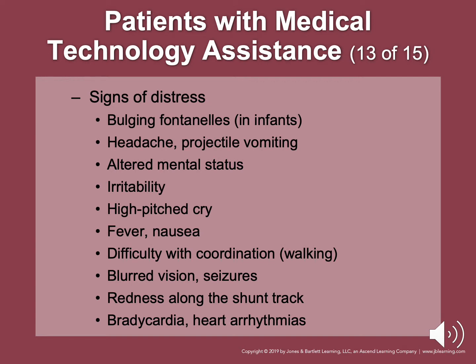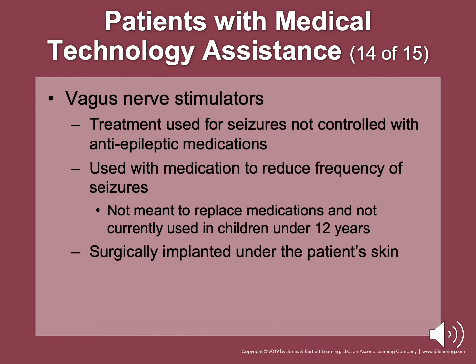All right, vagus nerve stimulators are used for seizures not controlled with anti-epileptic medications, used in conjunction with medications to reduce the frequency of seizures. It's not meant to replace medications. They are not currently used in children under 12 years old. Surgically implanted under the patient's skin, they can last up to 6 years or until the battery runs out.